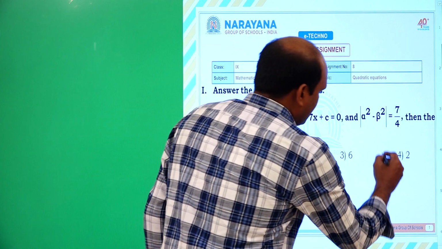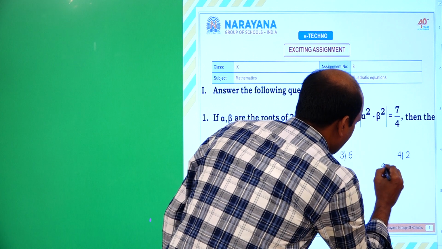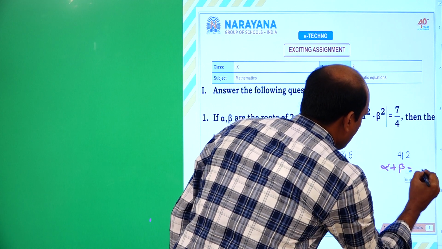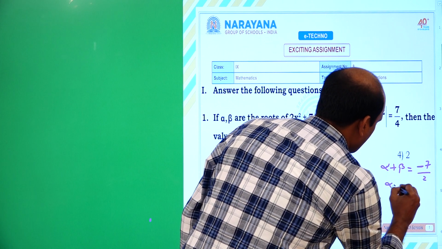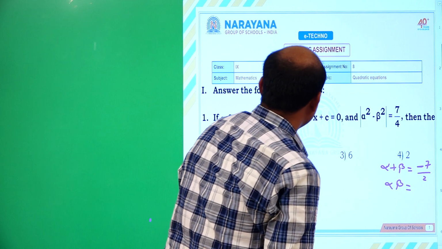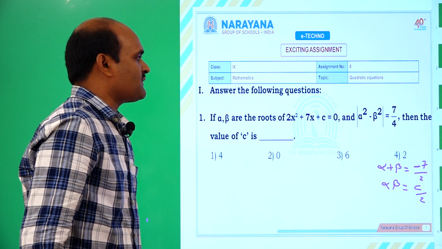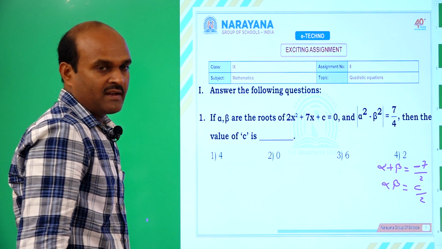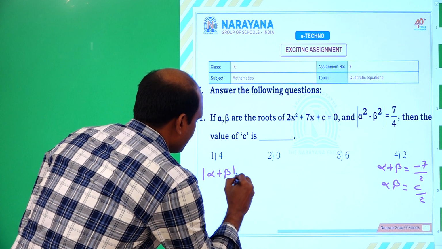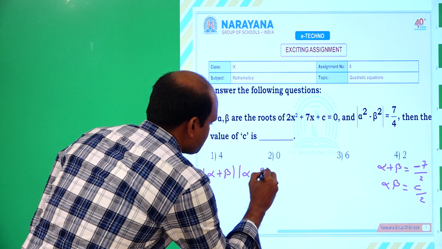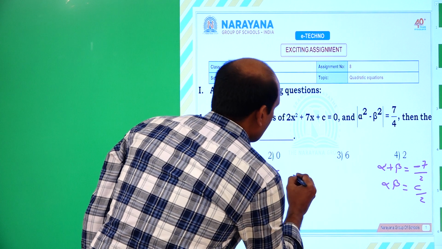So here, if alpha, beta are the roots of this quadratic equation, we know the sum of the roots alpha plus beta is equal to minus b by a, that is minus 7 by 2, and the product of the roots alpha beta is equal to c by a, that is c by 2. Now given modulus of alpha square minus beta square is equal to 7 by 4, that is modulus of alpha plus beta into modulus of alpha minus beta, a square minus b square, a plus b into a minus b, is equal to how much?